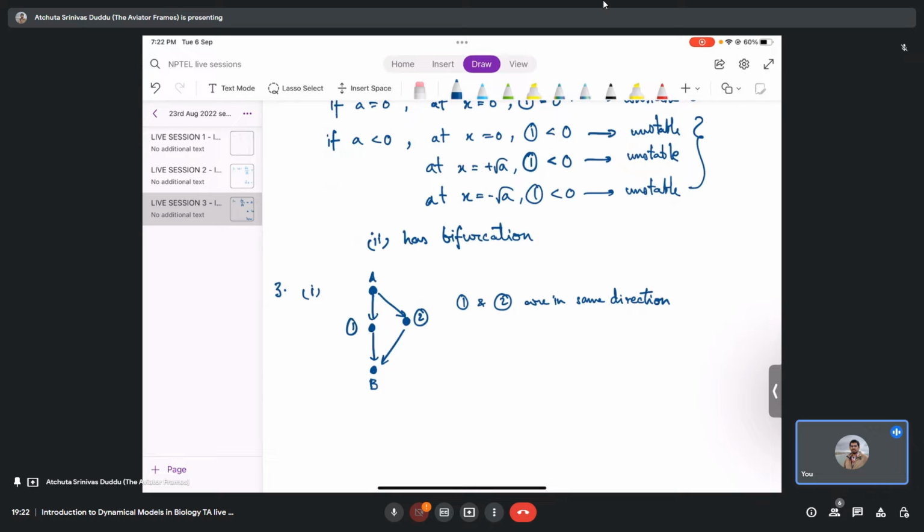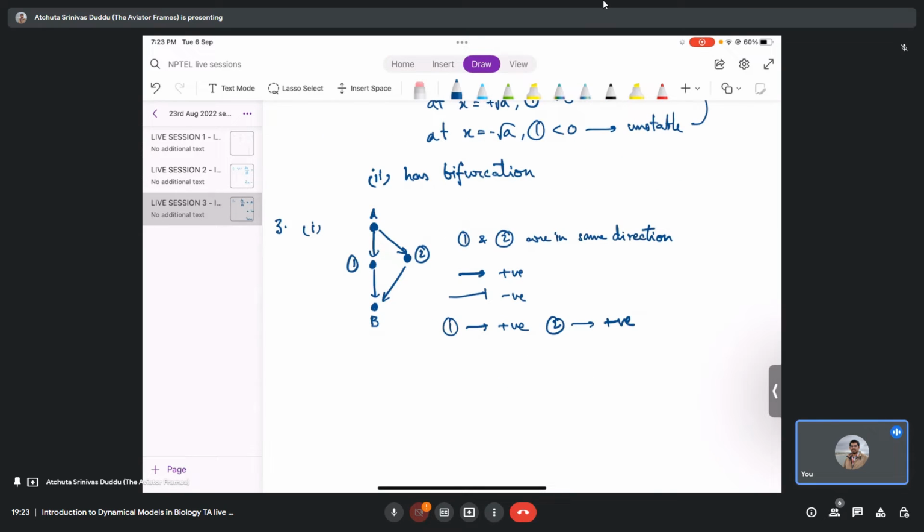And then the sign of 1. What we do is we take the arrows as positive and the inhibitions as negative, and then we multiply along a particular path to get the final sign of the path. If there's an arrow, we have positive times positive, which is positive. So 1 is positive and 2 is positive. Since both of them are positive and in the same direction, it is a coherent feed forward.